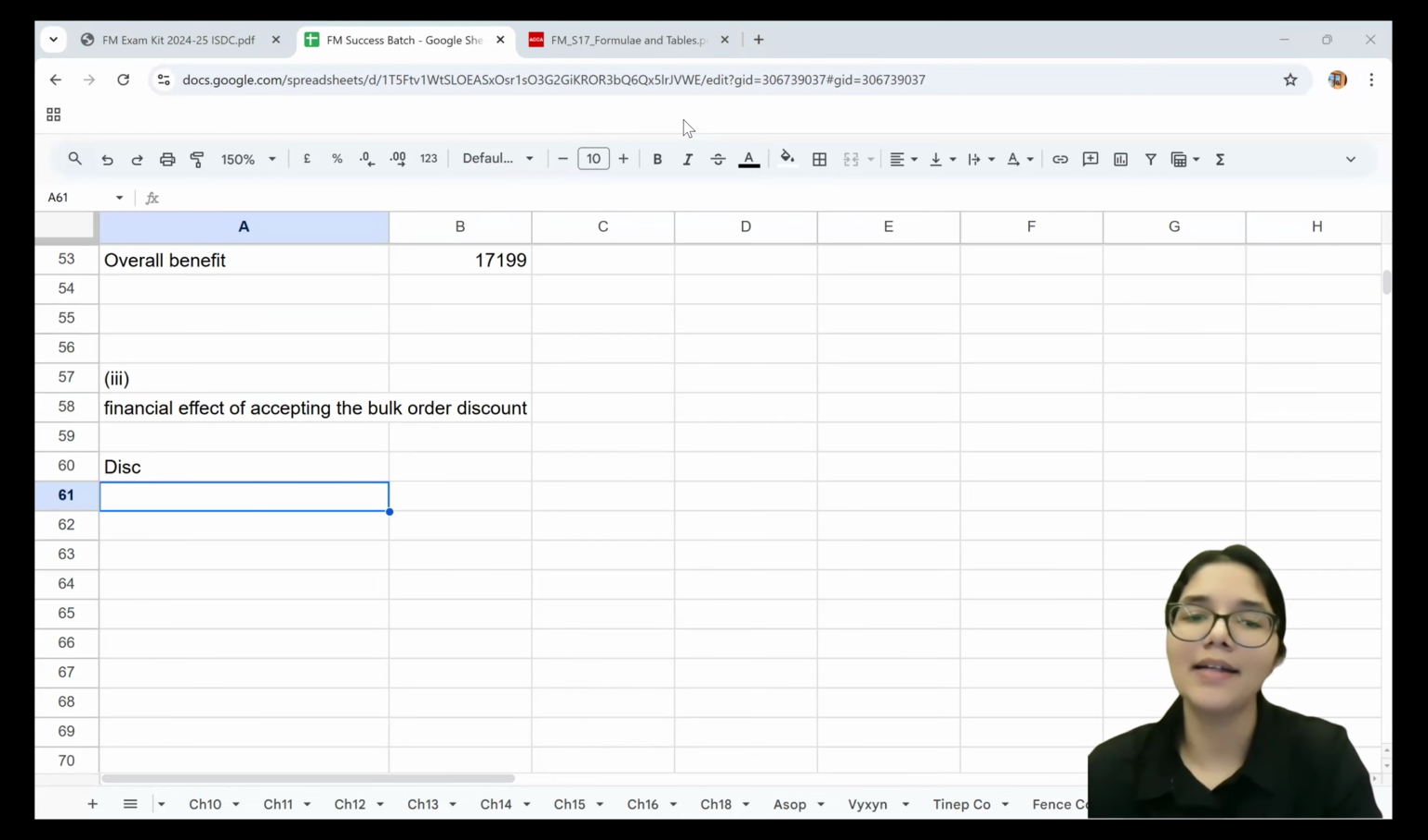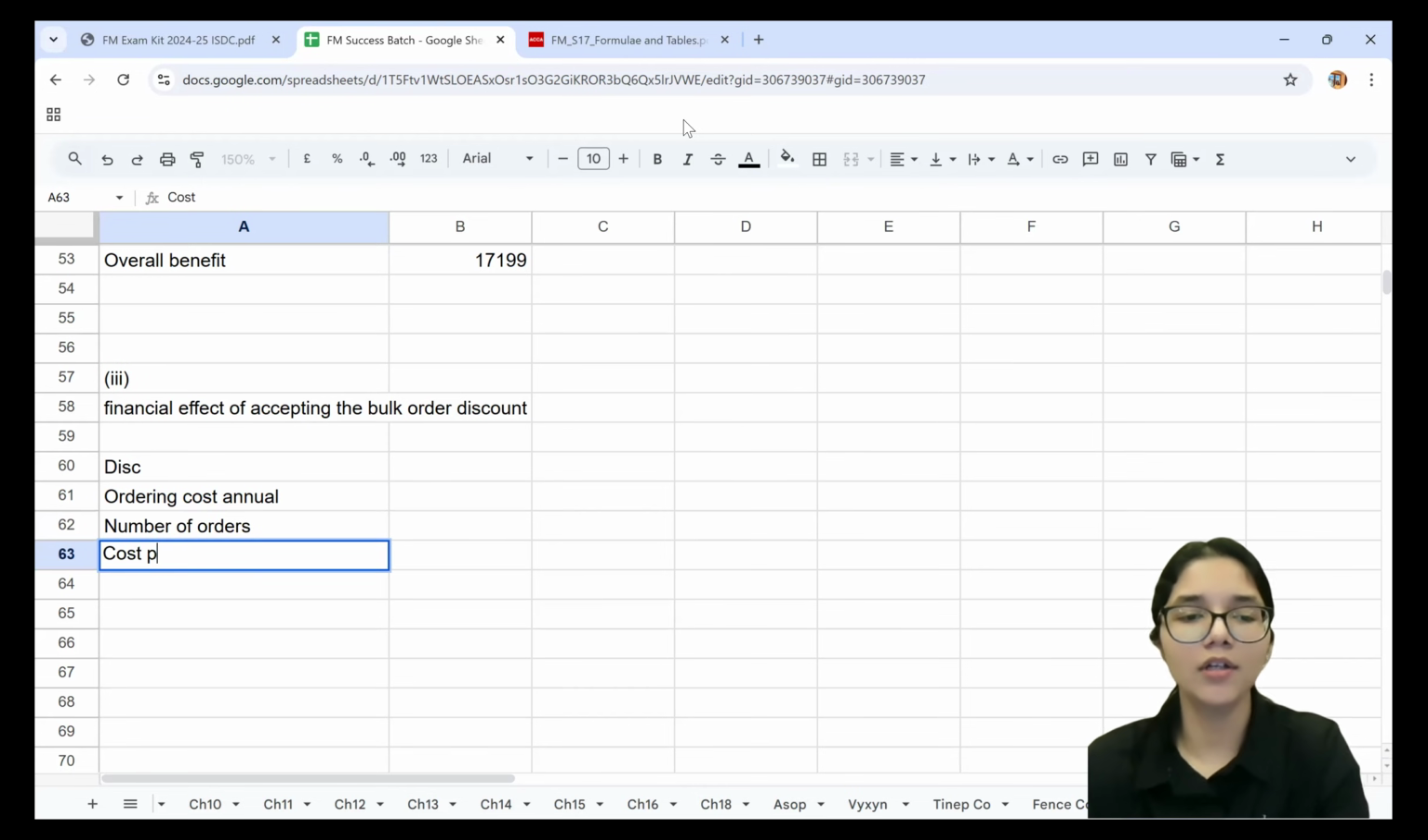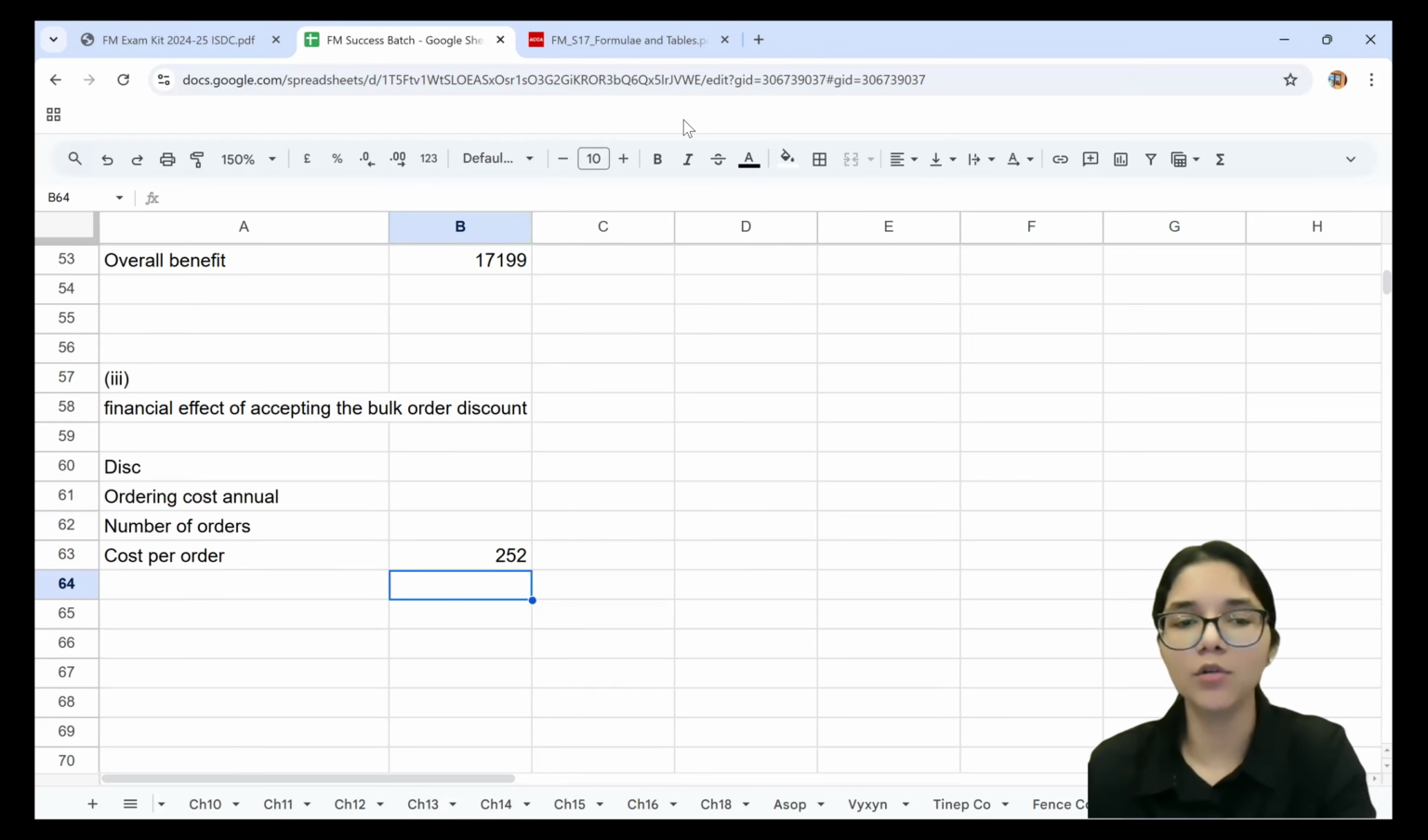So first, I find out how much would probably be my ordering cost. So if I find out my annual ordering cost, how much is that going to be? I need to know the number of orders, and I need to know the cost per order. Cost per order I already know is $252.